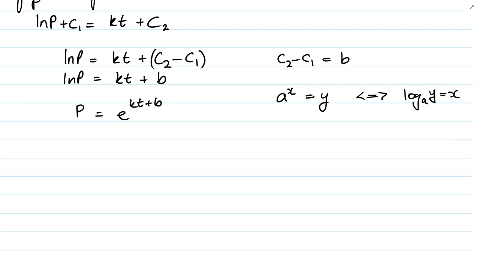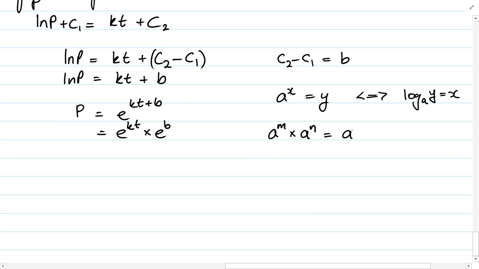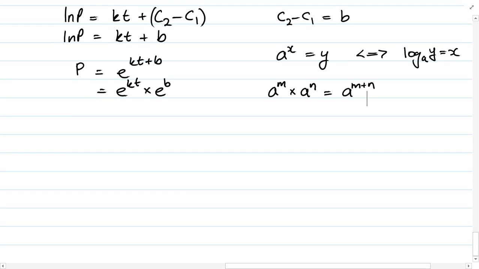And now that I've used that rearrangement, I'm going to split this up: e to the kt times e to the b. That's a reverse engineering of one of our basic index laws, a to the m times a to the n equals a to the m plus n. And I've just reverse engineered that. I'm going to now recognize that e to the b is just some constant. e is about 2.718 and b is something. We stated it was a constant up here. So I'm going to let that be a. And this will become a e to the kt, and obviously that's our population.